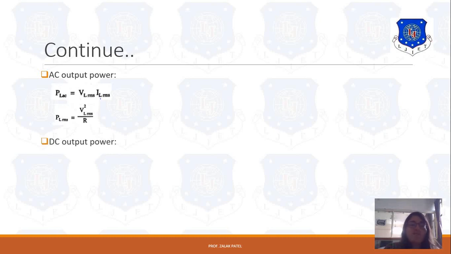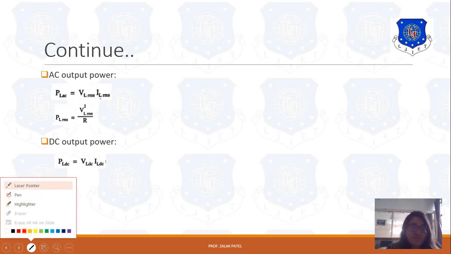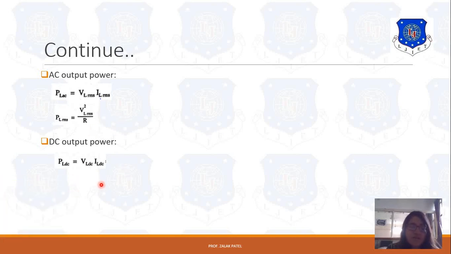Now if we want to find the DC output power, then DC output power is again the multiplication of voltage and current. Here again, in place of current we put voltage upon resistance. So it will be VL DC square upon R. That means the DC output power.